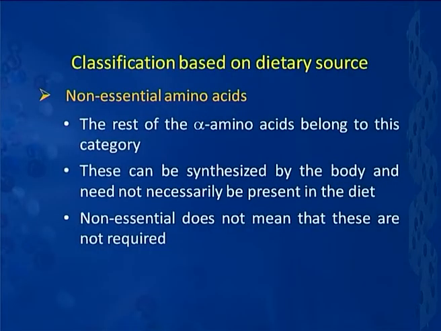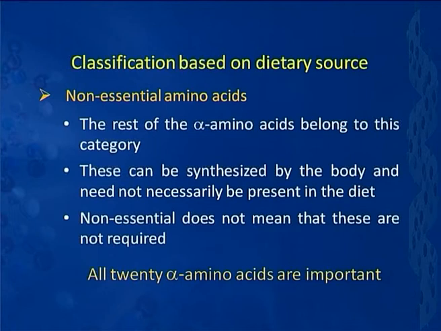But when I say they are non-essential amino acids, it does not mean that these are not required in the body. Our body needs all 20 amino acids, all are important. The only thing is, when we talk about classification of this kind, essentially we are referring to the dietary sources. That means they are not essential in terms of their being present in the diet. Otherwise, they are essential for the well-being of the body.